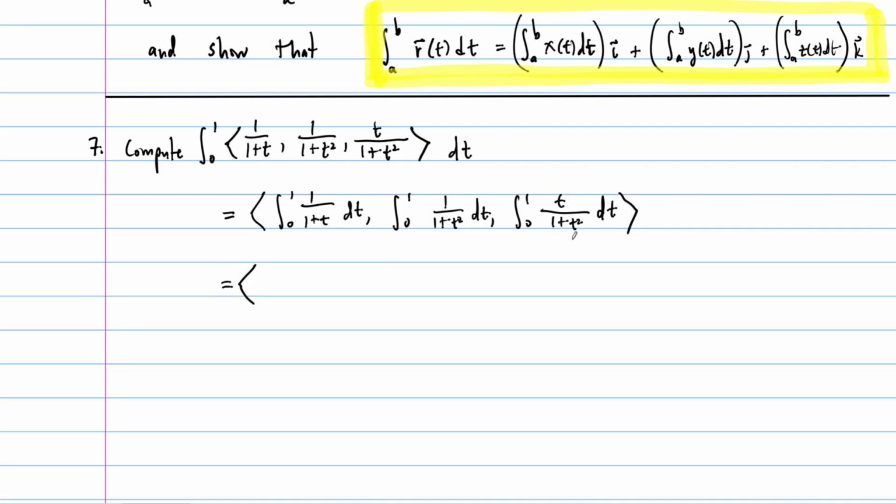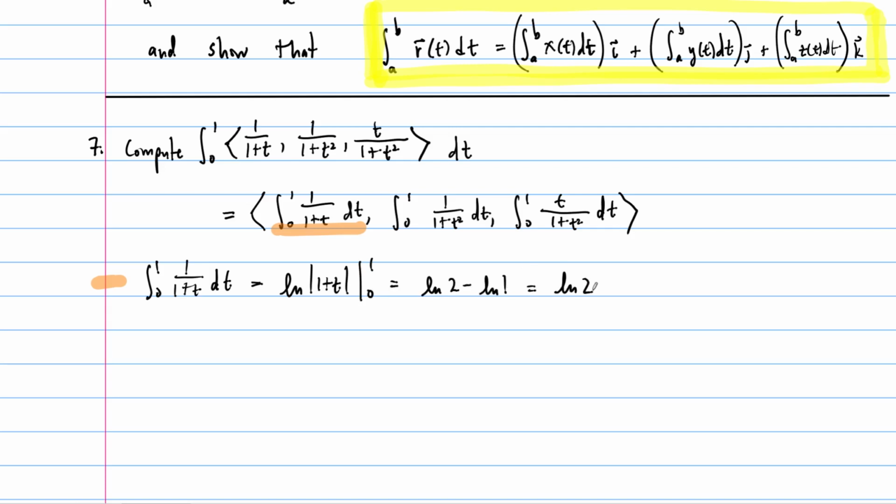I'm going to try to do it all as a vector as we go, but you know what? It's probably better, because this is the first time, if we take these all out and do them individually. So let's do this one first. The first integral, 0 to 1, 1 over 1 plus t dt. This is a natural log of 1 plus t, evaluated from 0 to 1. So this is going to be the log of 2 minus the log of 1, which is just natural log 2.